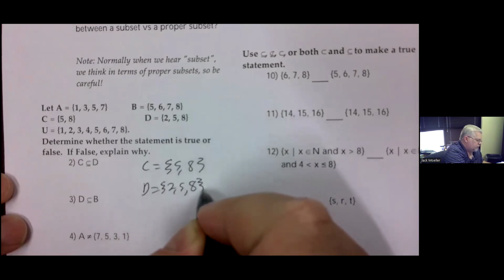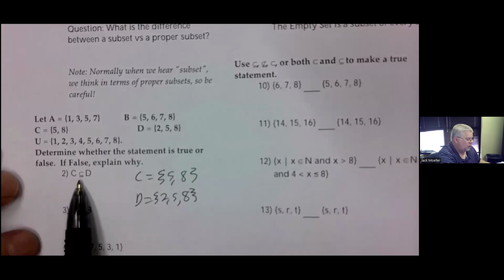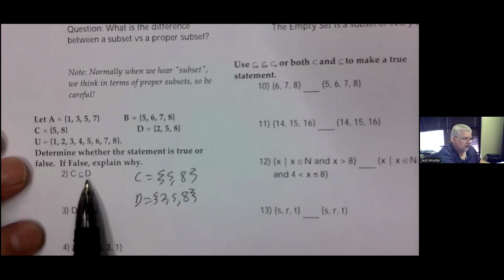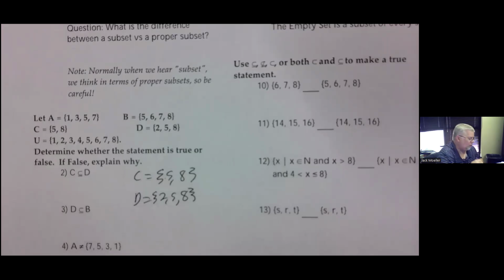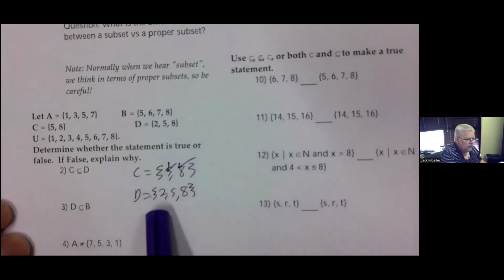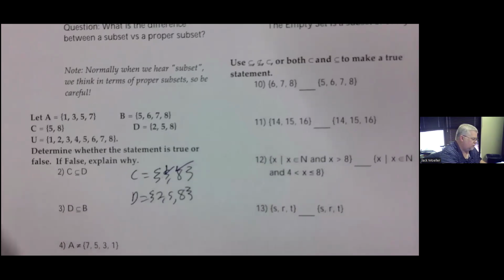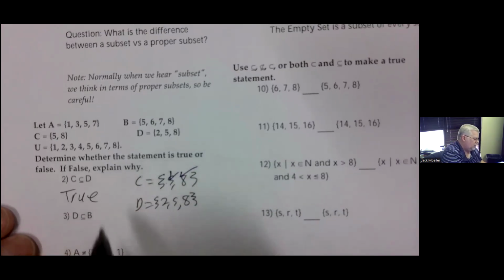So how do you answer this question? You have to know, one, that it says subset, and two, what is the definition of subset? That means that every element in the first set has to be an element in the second set. So is every element in C also in D? Well, 5 is in D, 8 is in D. So both of those are good. We don't care about the 2 because we're starting with C. C doesn't have 2, so we only care about the 5 and the 8. Therefore, this is true, because every element in C is in D.